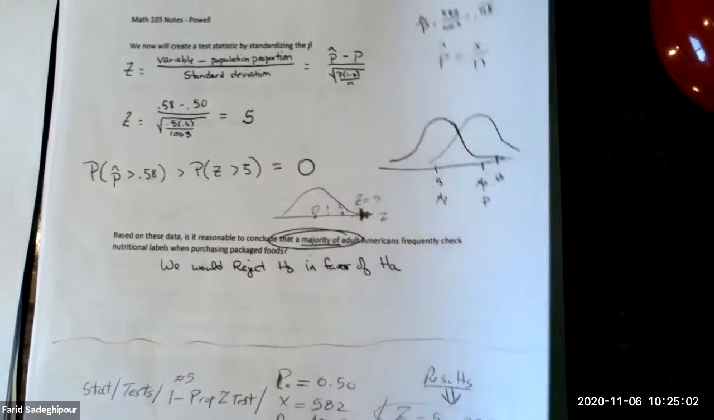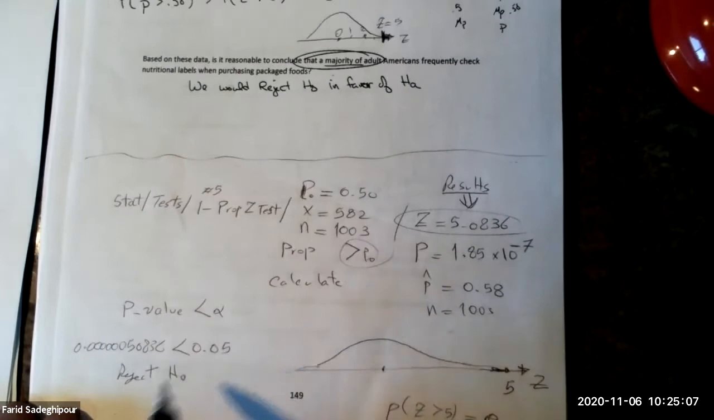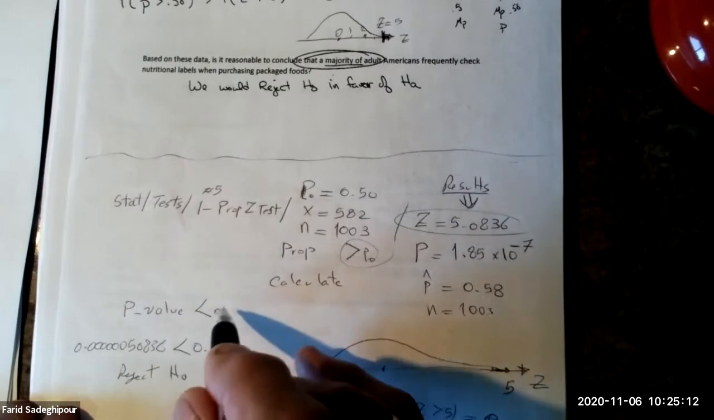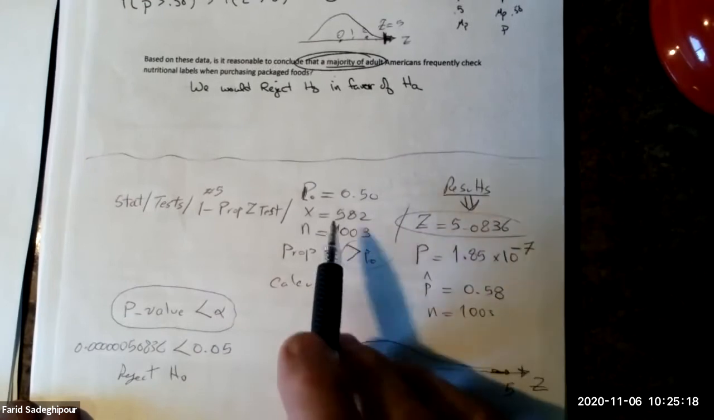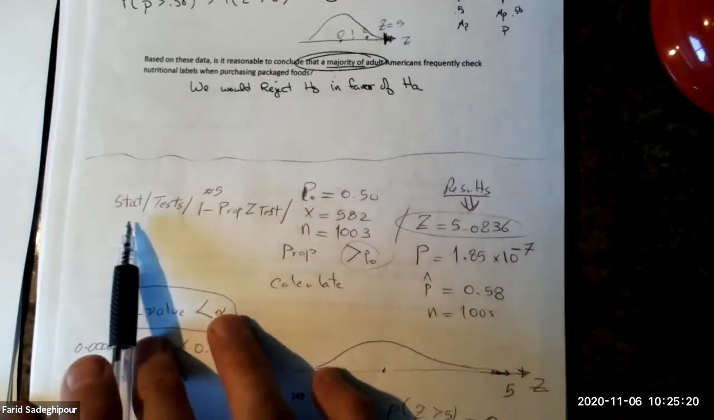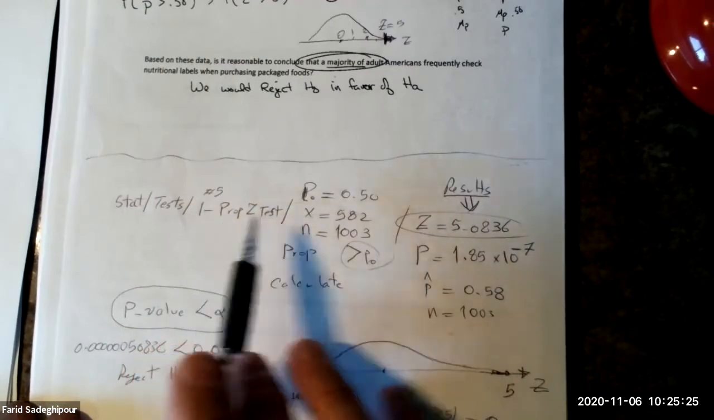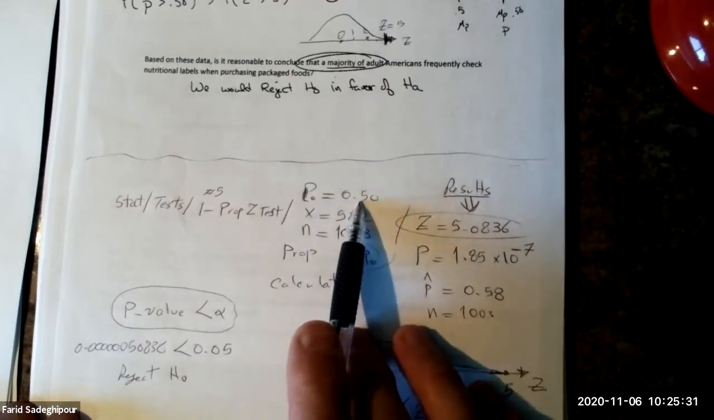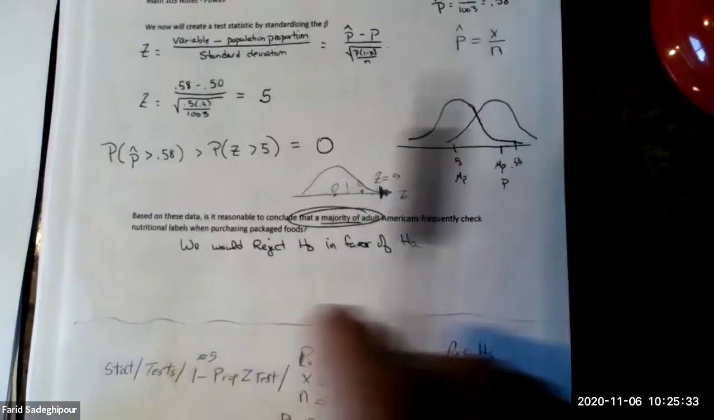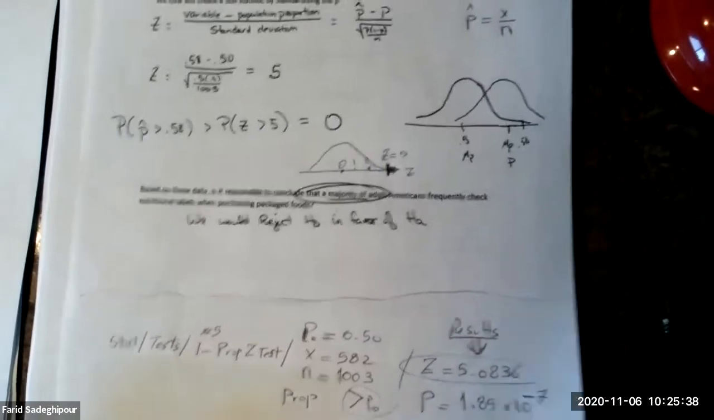I'll show you how to use the calculator for that. So you reject the null hypothesis if the P value is less than alpha. What is the P value? It is the number that you find through the calculator. I'll show you here. Stat, test. You click on number 5, which is 1-proportion Z test. The p0, the proportion of the population, is 0.50, which is the original one. And x is 582.